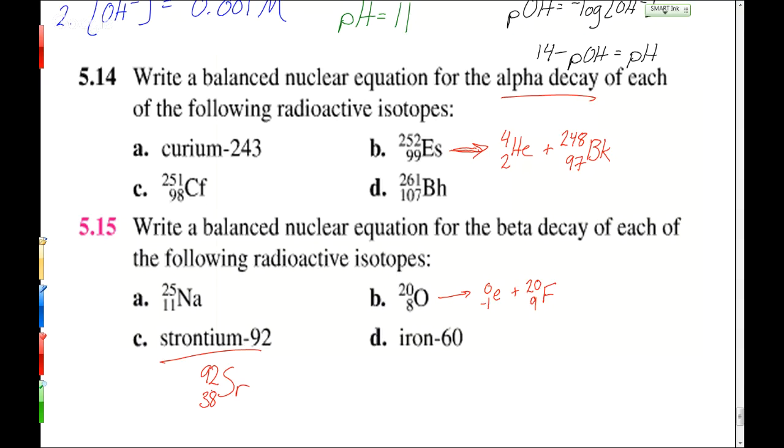And then for gamma decay, it just becomes stable. You mean gamma? Yeah, gamma, sorry. Yes, right. It goes from metastable to stable. So there's not really much to do there. The numbers don't change at all.